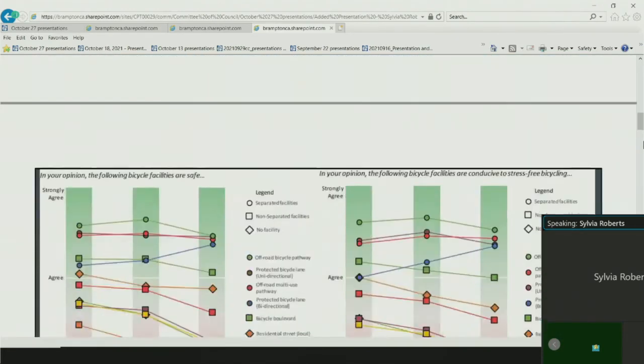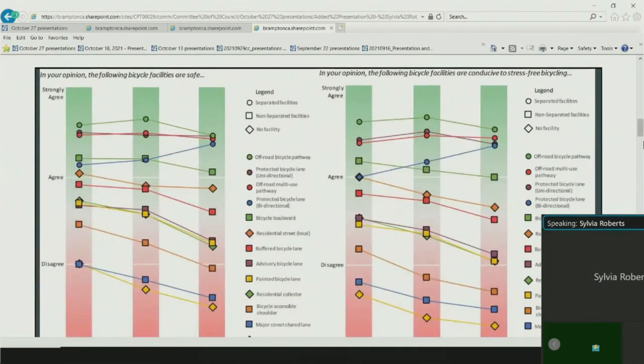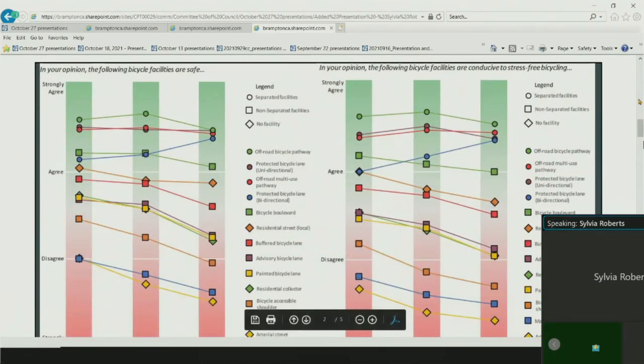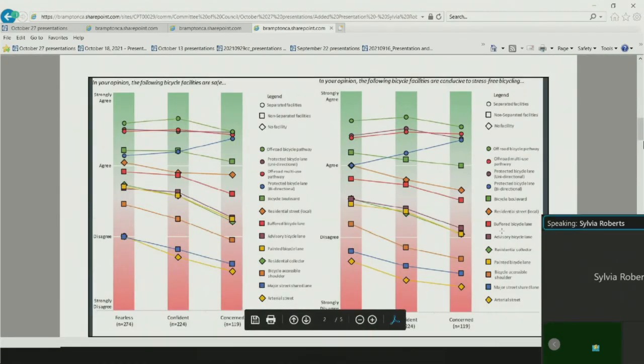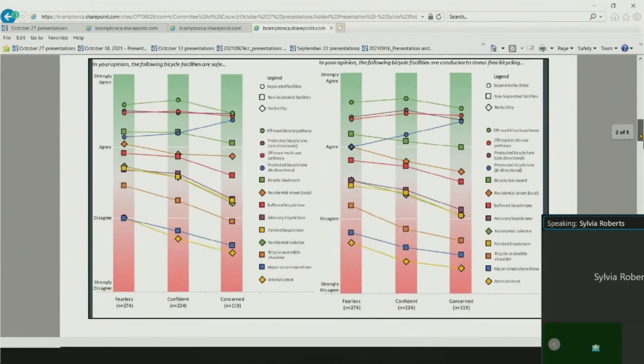So when the Transport Association of Canada actually surveyed people who are cyclists, including fearless cyclists, confident cyclists, I think concerned cyclists, what they found was there was a strong preference for separated facilities. So mixed-use paths, multi-use paths do indeed count. However, if you look at the data, you'll notice that mixed-use paths are not the number one preference. It's dedicated cycling facilities such as off-road bicycle pathways.